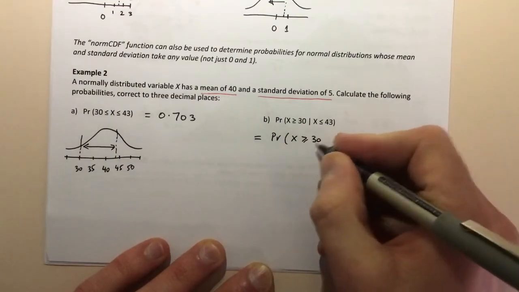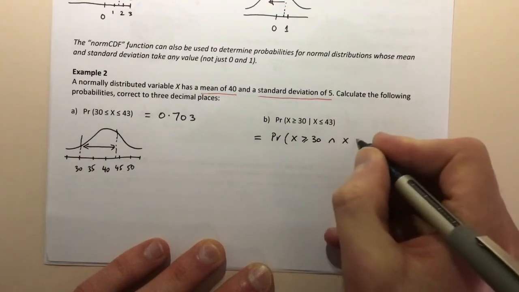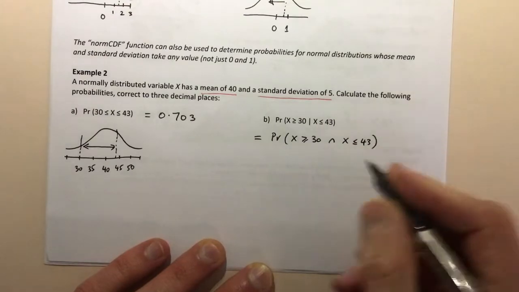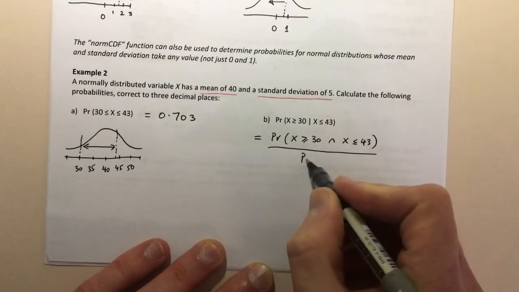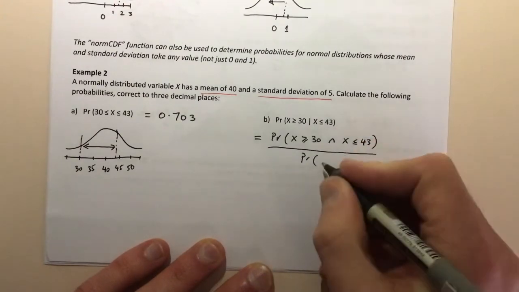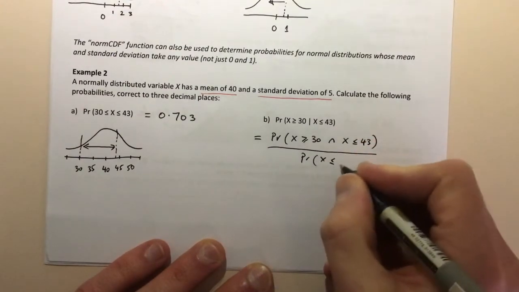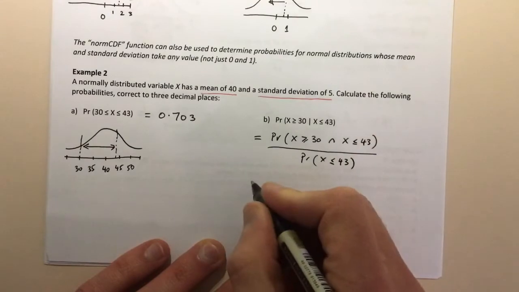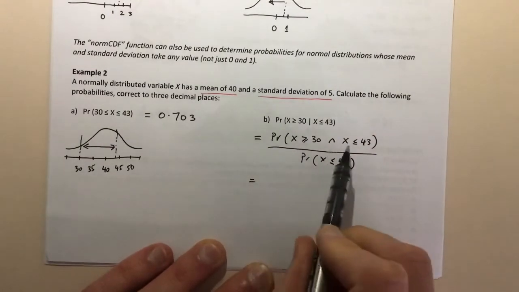So greater than or equal to 30 and less than or equal to 43, over the probability of the condition that has occurred. So the probability of the second thing, if you like. In other words, the probability that x is less than or equal to 43 is going to be on the bottom. Okay, so let's try to interpret this top statement.